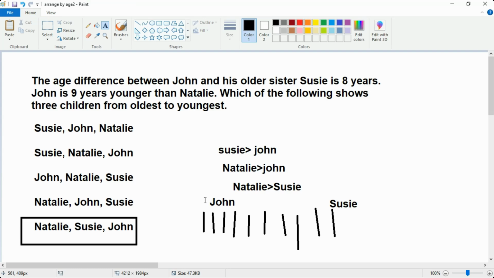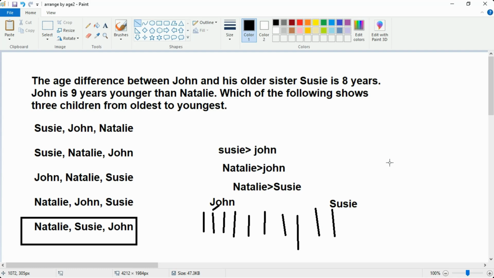Sorry, John. So we place John here. Again, we have to be very careful about where we are marking it. So let's put another line so we know that this is John. One, two, three, four, five, six, seven, eight. Yeah, this is the one.